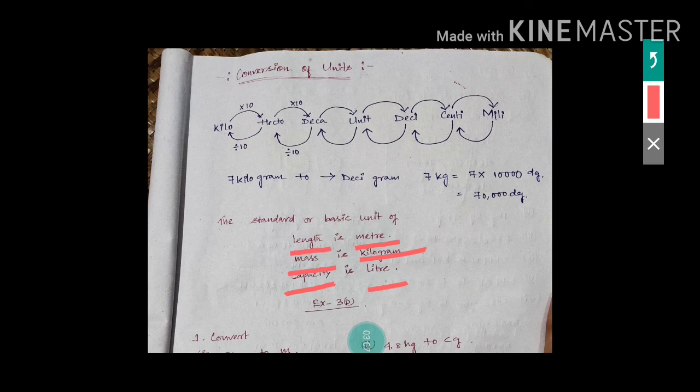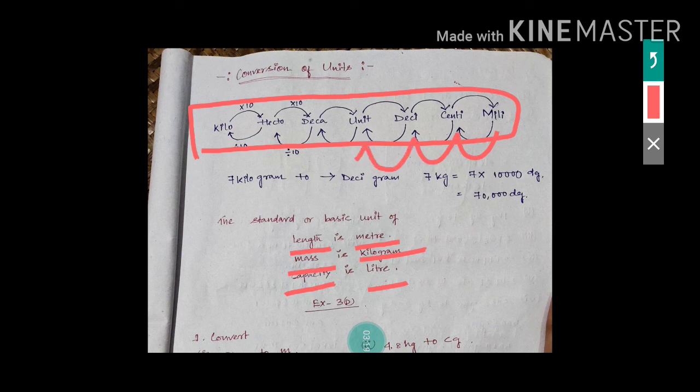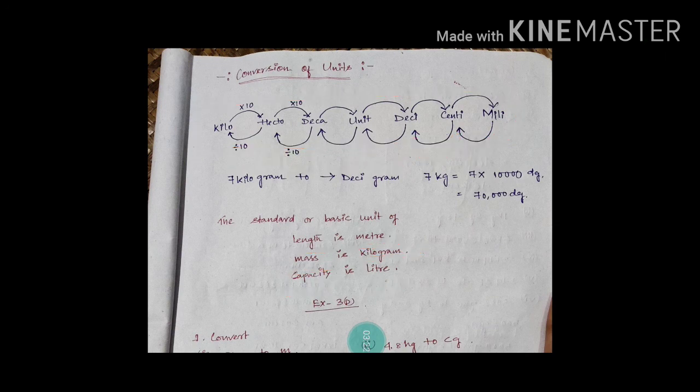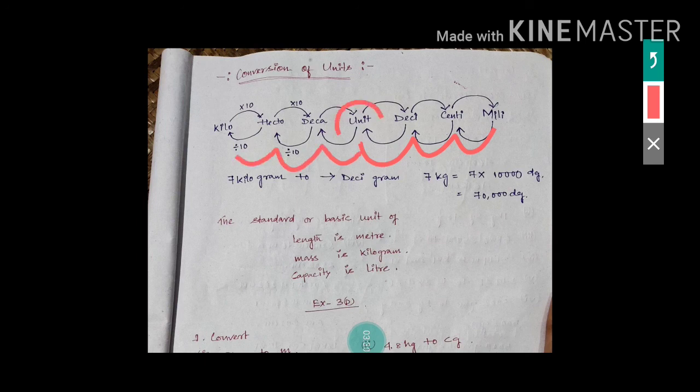Okay, now how to convert? There is one table that you have to remember: milli, centi, deci, unit, deca, hecto, kilo. So what is that unit? Unit means, suppose you are counting the length of something, at that time your unit will be meter.